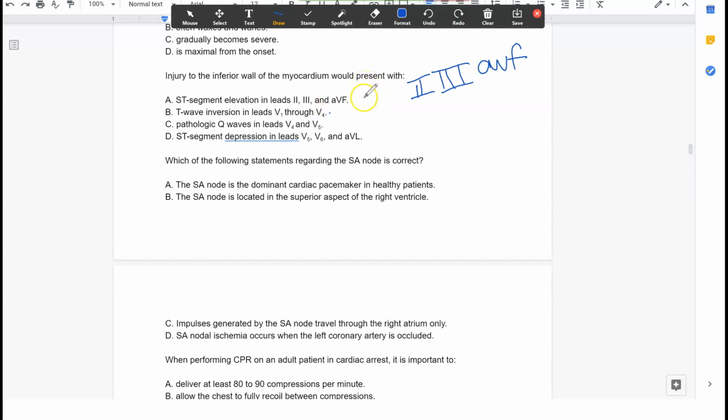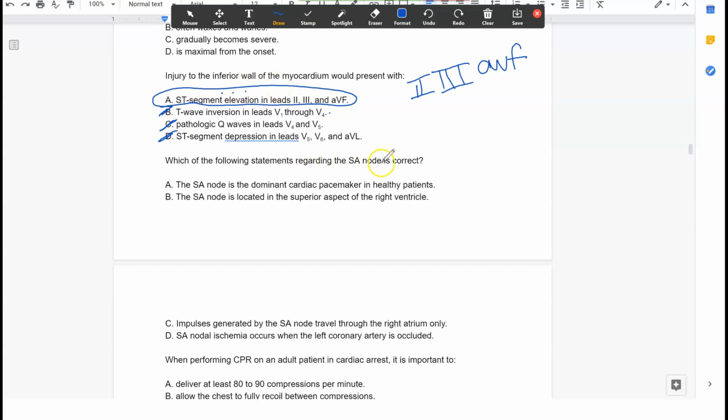No. You're going to have ST elevation in the leads here, right? And pathologic Q waves mean that there was injury in that direct area. ST depression, V4 and aVL, that's not what you're looking for. T wave inversion, no, it says you're going to have ST elevation.